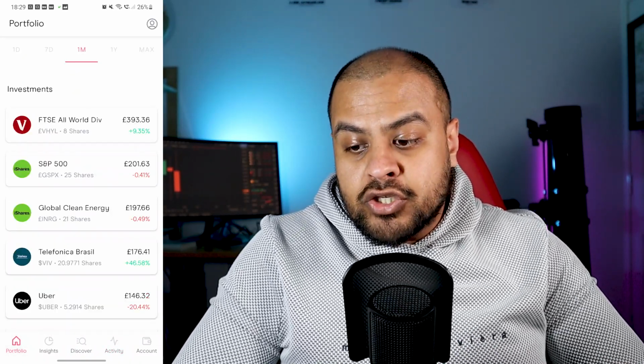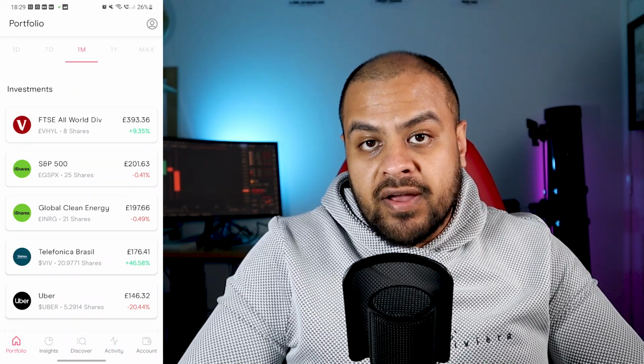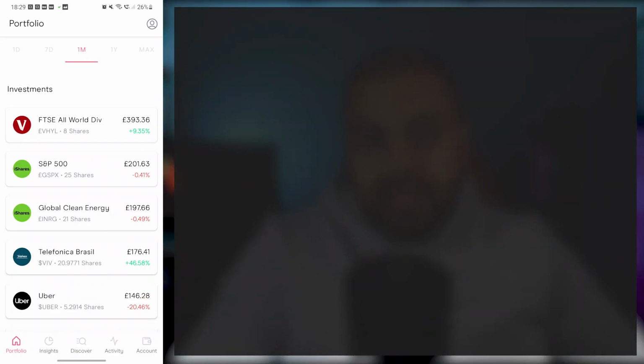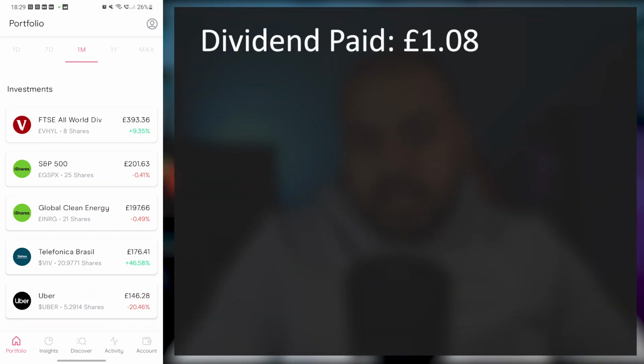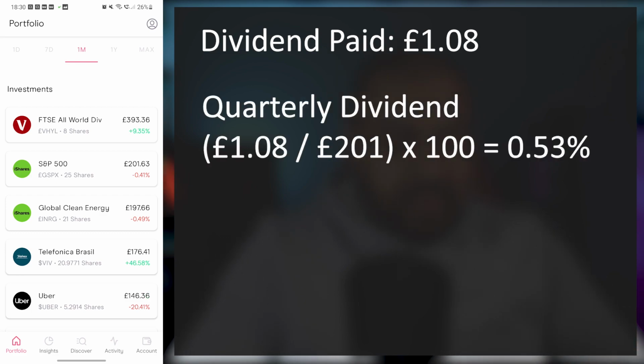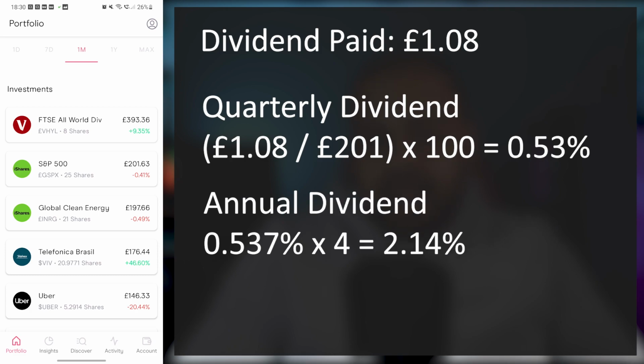So you can see the total value of the S&P 500 is £201. They paid me £1.08. So if I do £1.08 divided by £201, that gives me a dividend of 0.53% for last quarter. So remember, quarter is every 3 months. Now, if we times that by 4, that would give us a good estimate of around 2.14% for an annual dividend, which is really good. It's better than what the banks are paying you. Anything above 1%, I think is good.